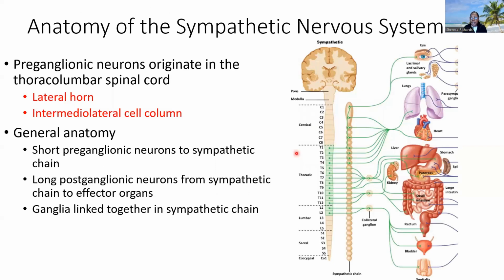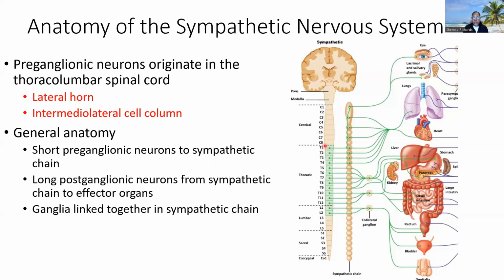Let's begin with the sympathetic system first. So the preganglionic neurons of the sympathetic system originate from the thoracolumbar segments of the spinal cord, specifically the lateral horn, and I'll show where that is coming up, or the intermediolateral cell column, so the lateral aspects of the spinal cord, if we were to look at a cross-section of the spinal cord. And here's that segment of the spinal cord, thoracolumbar T1 to L2.